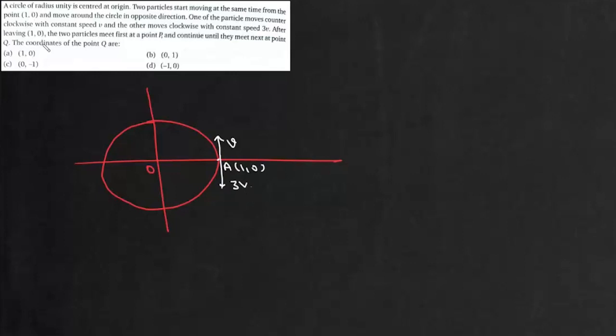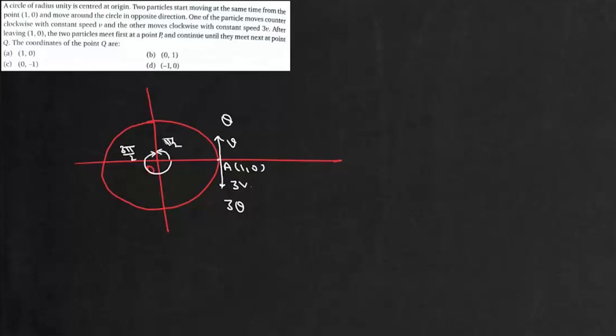Now, after leaving (1, 0), the two particles first meet at point P and continue until they meet next at point Q, the coordinate of point Q. Since their velocities are in the ratio 1 is to 3, if the first particle covers theta, the second particle covers 3 theta. So when the first particle has moved pi by 2, the second particle would have moved 3 pi by 2 in the clockwise direction.